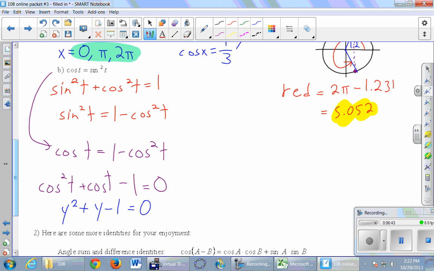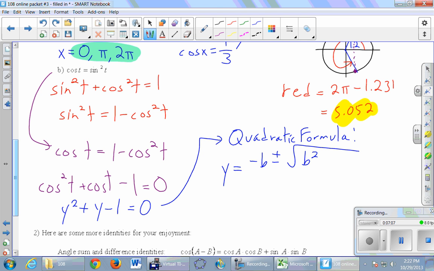So if we're lucky, we can factor. I don't think this one does factor, but you can spend a minute trying to factor. If it doesn't factor, then the quadratic formula is our recourse. Normally the quadratic formula says x equals, but now it's y equals negative b plus or minus. You know the rest.